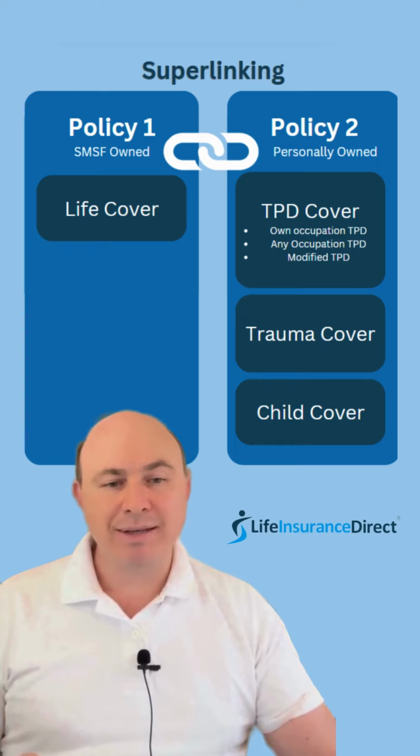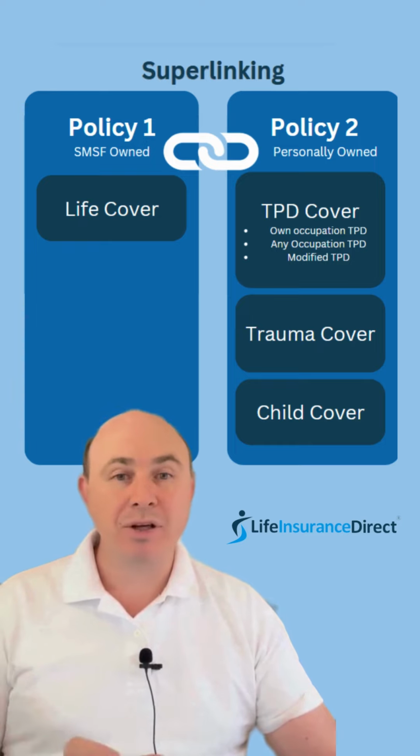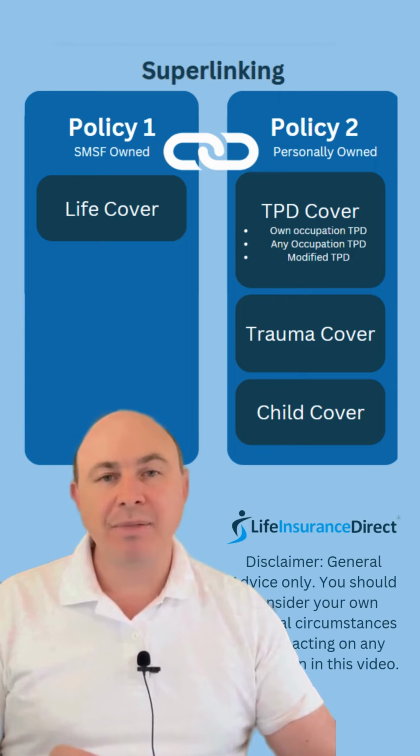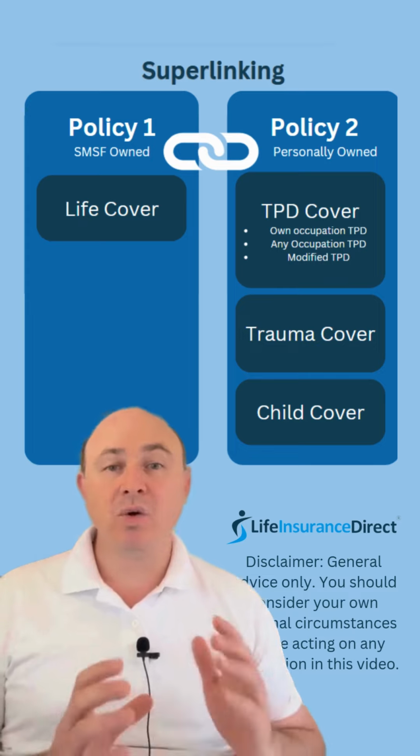And you can see over here in policy number 2, I have, for example, put own occupation TPD cover in my personal name. We've got trauma insurance here as well, sitting in my personal name. And then we also have the child cover here sitting in my personal name. So in this particular setup, it's called Superlinking.